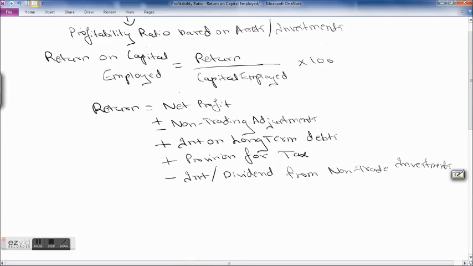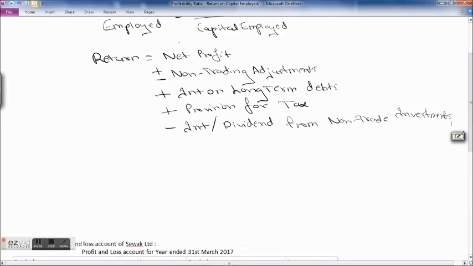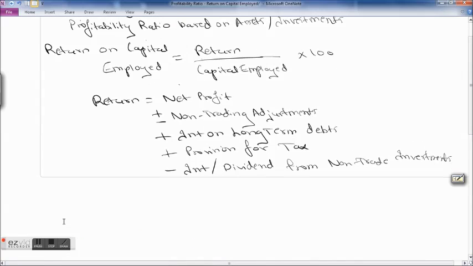Non-trading investments are the investments that are not kept for the business purpose. There are some additional funds which are kept for the purpose of capital gain or earning interest or dividend from that. It is not kept for the purpose of business. For example, your funds in the subsidiary, that is investment in subsidiary or joint venture, will be your trade investment. Now capital employed. Let's see what all is included in capital employed.